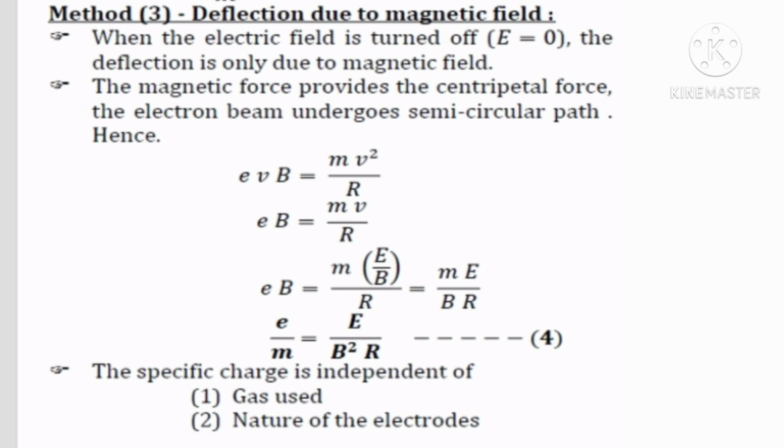With the help of this equation, we can determine the specific charge of an electron when it undergoes deflection under a magnetic field. Hence, we can say that the specific charge is independent of the gas used and the nature of the electrode.